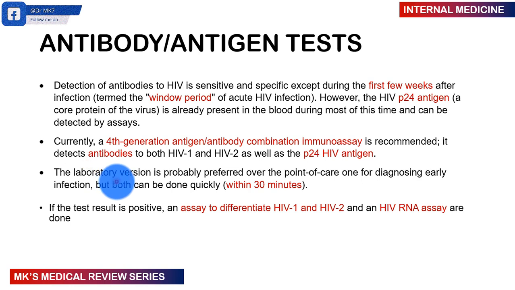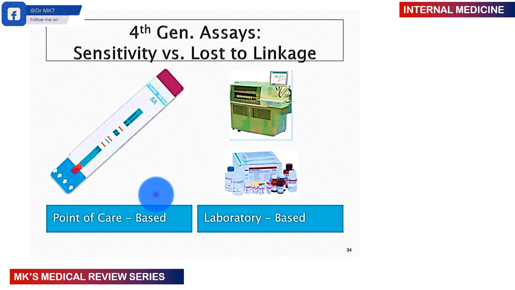Then of course the laboratory version of the antibody antigen tests is preferred over the point of care, but if you don't have the laboratory to do this, then it's very difficult. So you would rather depend on the point of care, because these can be provided to almost every health facility in the country. So this is the point of care. It comes as a strip like this, where you place the blood here. Then you read the strips over there.